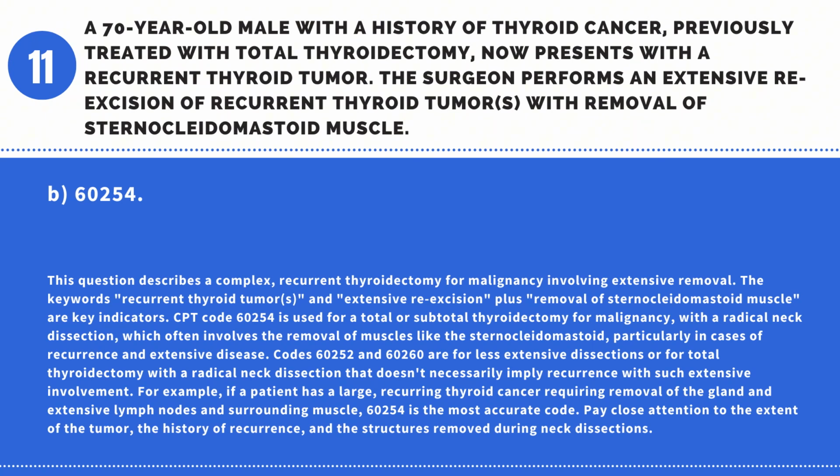Codes 60252 and 60260 are for less extensive dissections or for total thyroidectomy with a radical neck dissection that doesn't necessarily imply recurrence with such extensive involvement. For example, if a patient has a large, recurring thyroid cancer requiring removal of the gland and extensive lymph nodes and surrounding muscle, 60254 is the most accurate code. Pay close attention to the extent of the tumor, the history of recurrence, and the structures removed during neck dissections.